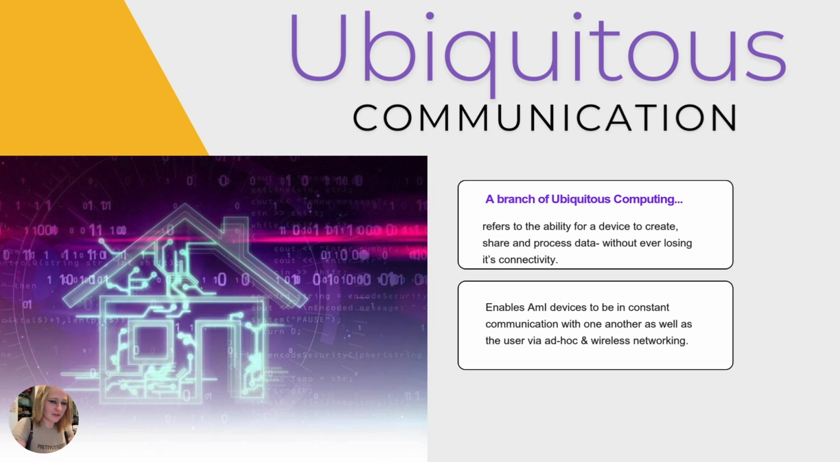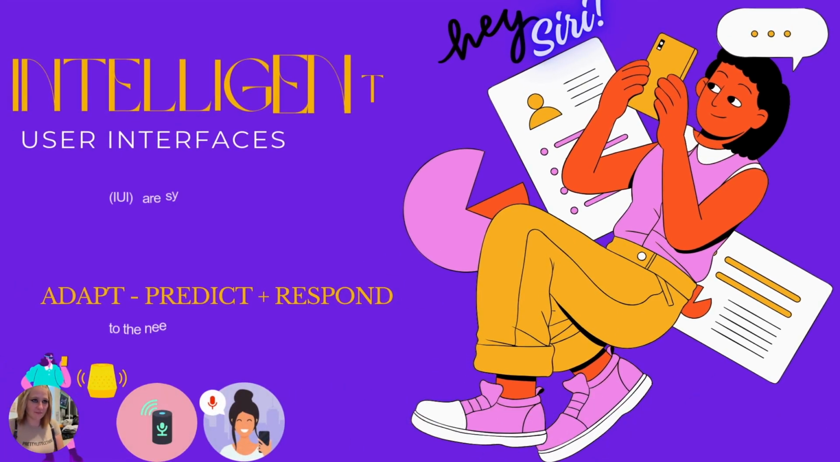But pretty much ubiquitous communication is the devices within the ambient intelligent network being able to communicate and be in constant communication, transferring and sharing data with one another. A branch of ubiquitous computing refers to the ability for a device to create, share, and process data without ever losing its connectivity. It enables ambient intelligent devices to be in constant communication with one another via ad hoc and wireless networking. Sorry if I'm talking too fast.